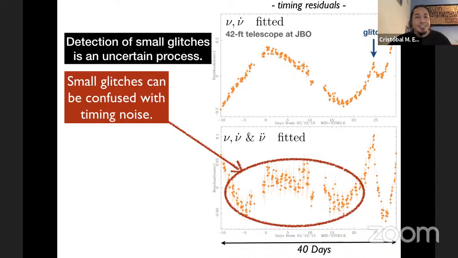Well, sorry, this is actually what I had just said. These are just timing residuals for the crab pulsar.